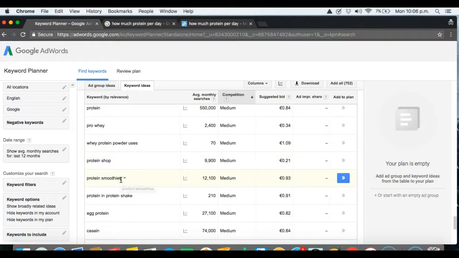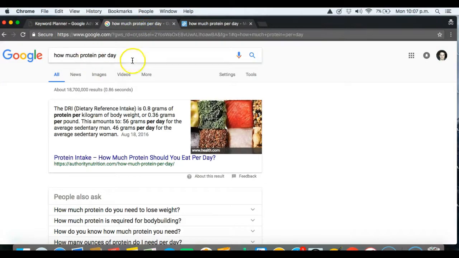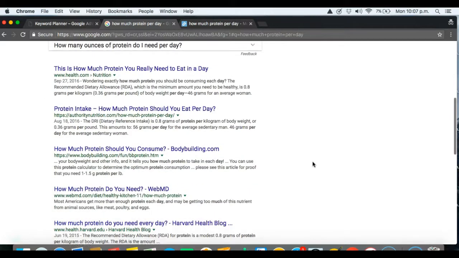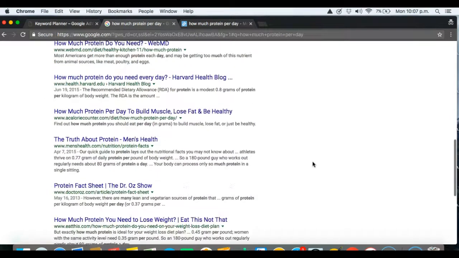So we're going to look at these 2 keywords, okay? So we're going to take the 2 keywords that are medium competition, but which still have very good search volume, and we're going to put them into Google. So the first one is how much protein per day. I'm doing a search on google.com using this keyword, and you can see here we've got a whole variety of different results for this query.